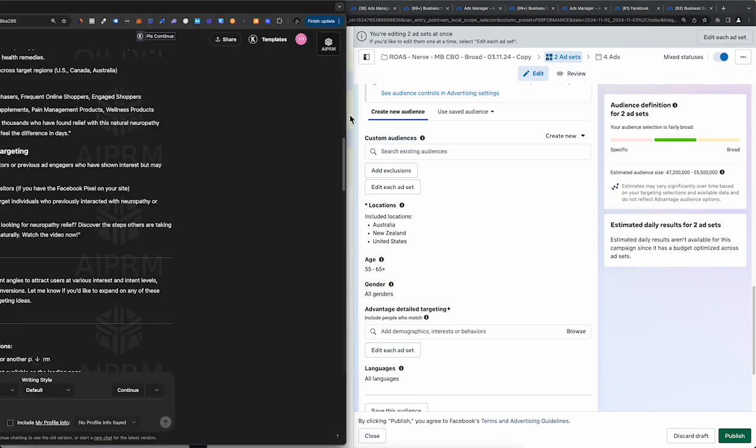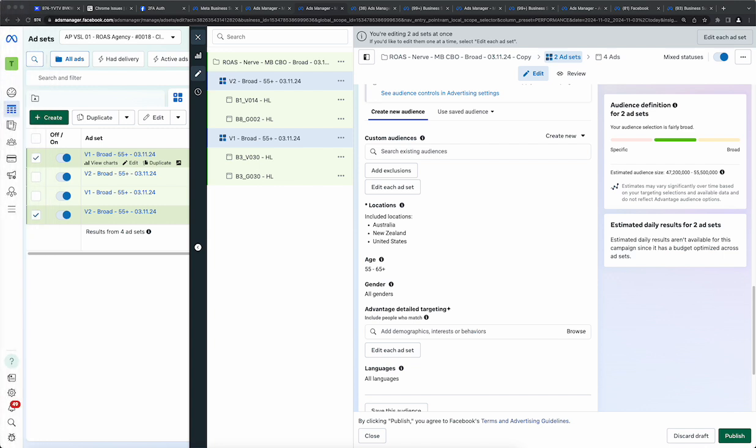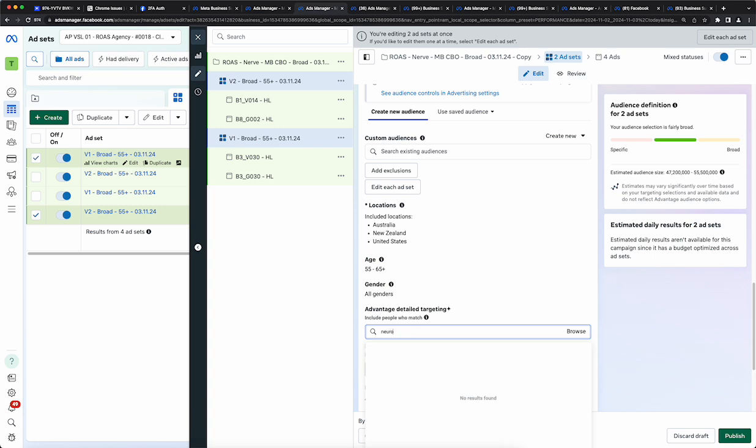Let me just bring that over there so we don't see it. Okay, so with this, you can't really target diabetes, right? You can't target neuropathy. There's no interest for that, right? We can try and search neuropathy.